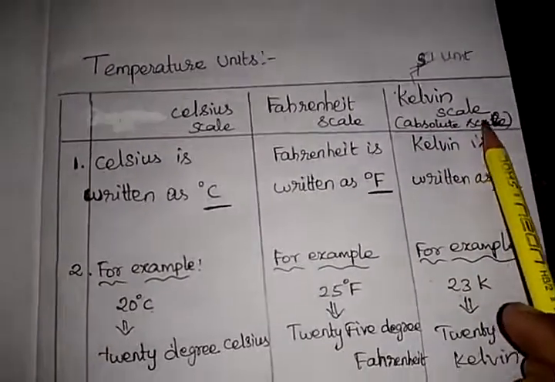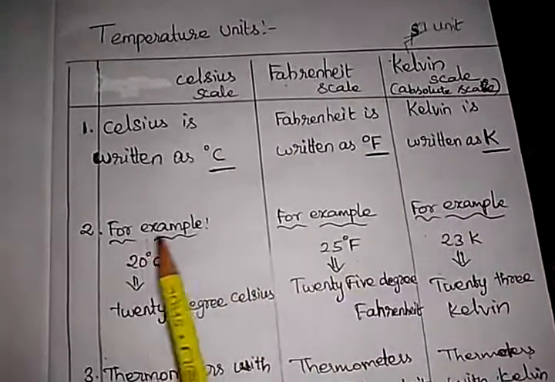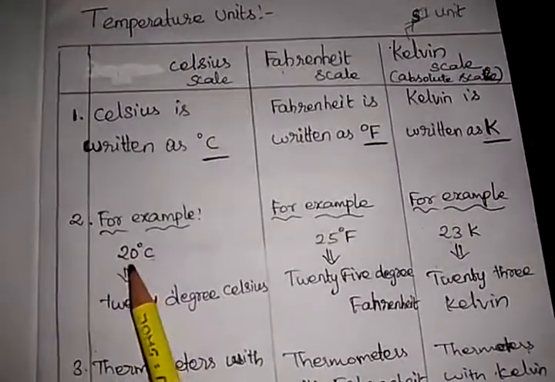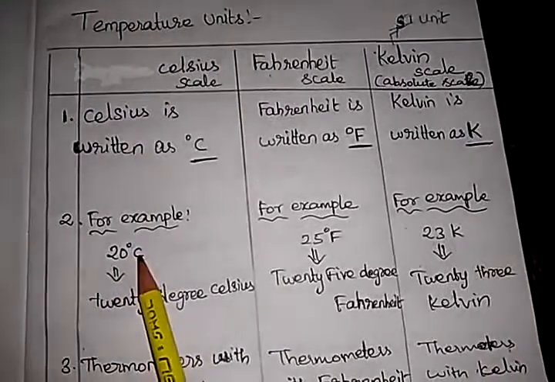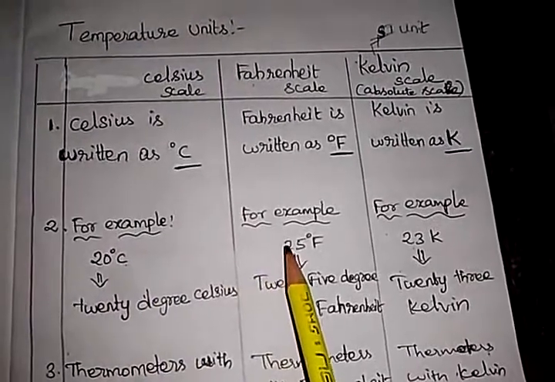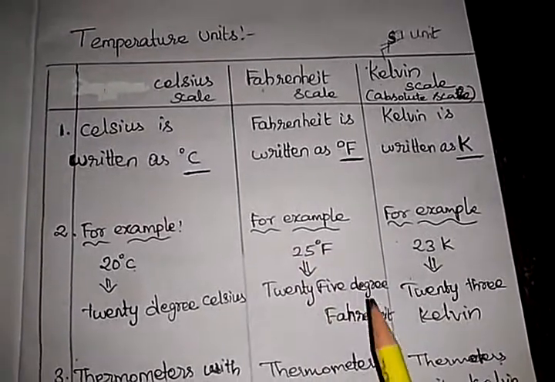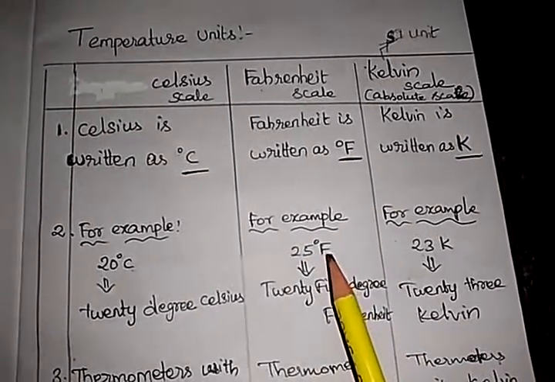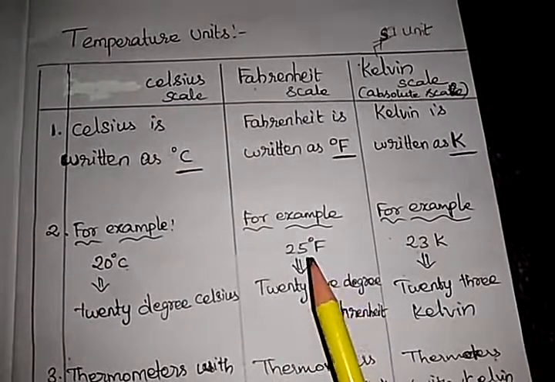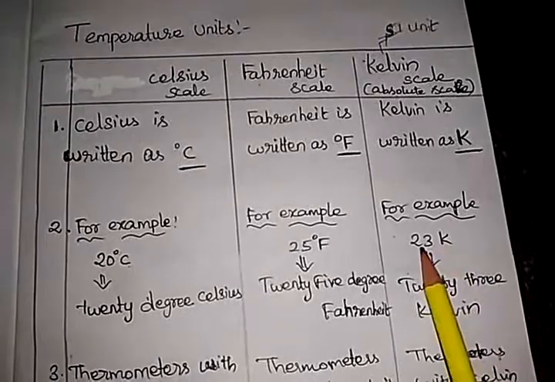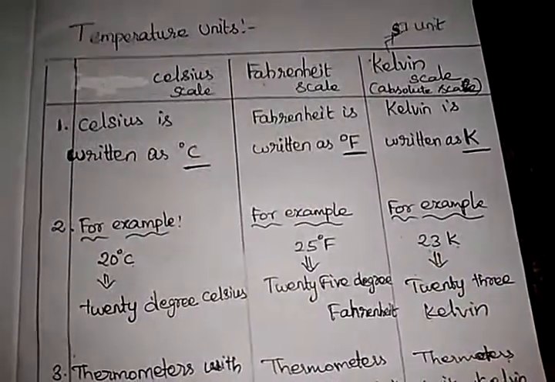Okay, students. For example, 20 degrees Celsius. How to read this? 20 degrees Celsius. Here, 25 degrees Celsius. 25 degrees Fahrenheit. 23 Kelvin.